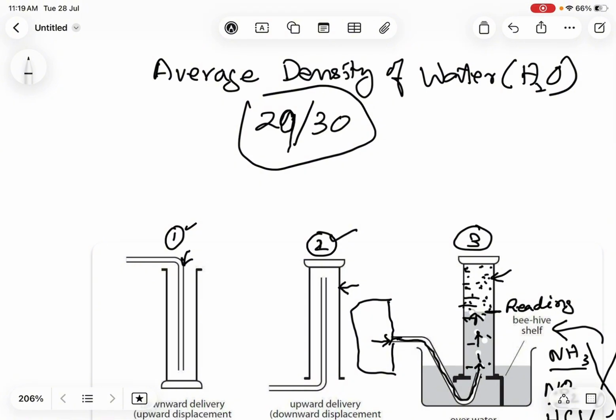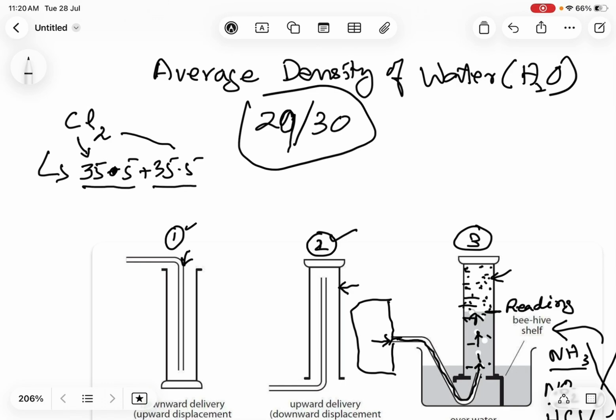Okay, now we need to know which gas we are trying to deliver. Let's suppose the gas that we are trying to deliver is chlorine gas. Chlorine gas has a formula of Cl2, and its total mass is 35.5, by the way, plus 35.5, because there are two chlorine atoms. So one atom has a mass of 35.5, the other atom obviously has the same mass of 35.5. So this gives us a number of 71.